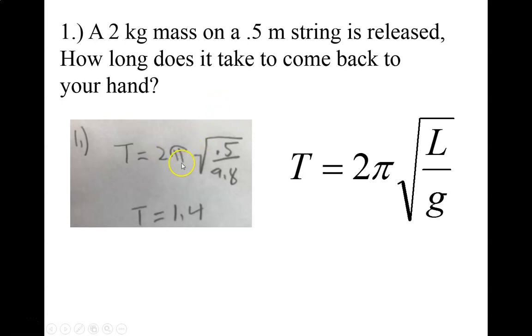So plugging in, T equals 2 pi times the square root of 0.5 divided by 9.8. We use 9.8 because we're on Earth, or at least we assume we're on Earth. And we get that T is equal to 1.4. Okay, now that should be 1.4 what? Okay, period is time, so it should be seconds. All right, so a real basic problem.